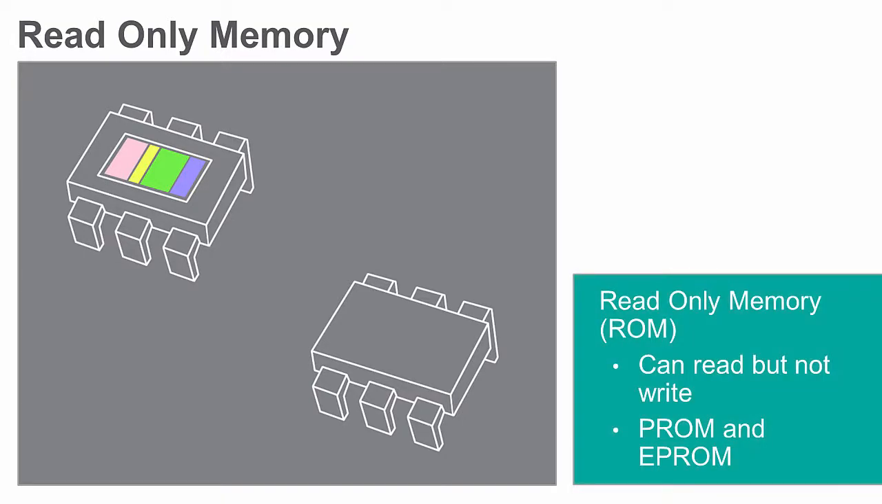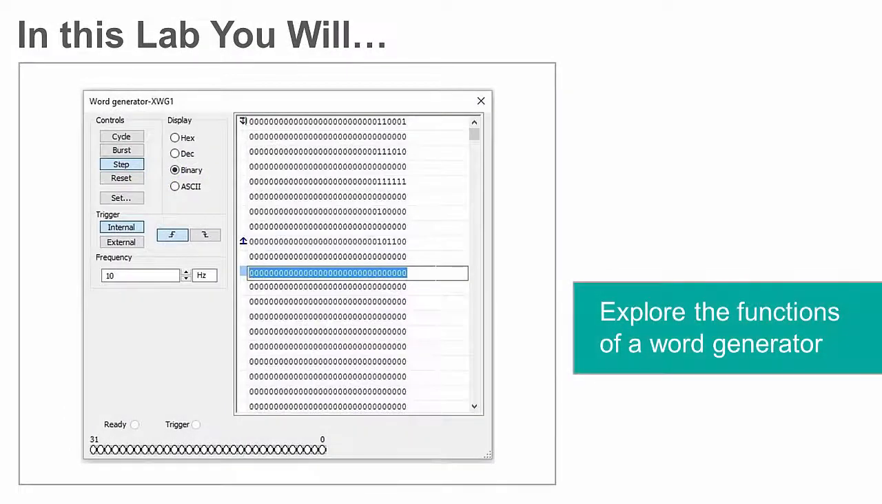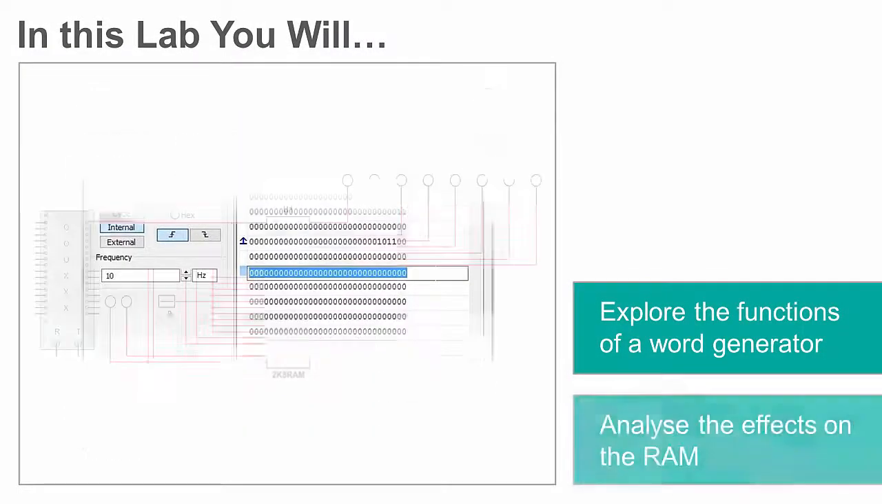These are known as read-only memory, or ROM. Some examples of ROMs are PROMs, programmable read-only memory, and EPROMs, electrically erasable programmable read-only memory. In this lab, you will explore the functions of a word generator and how these influence the functionality of RAM.